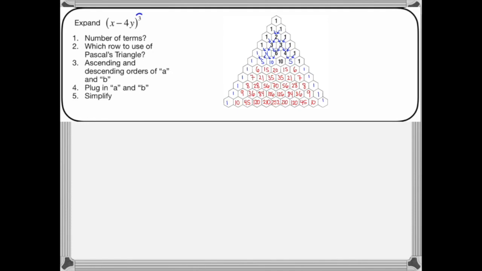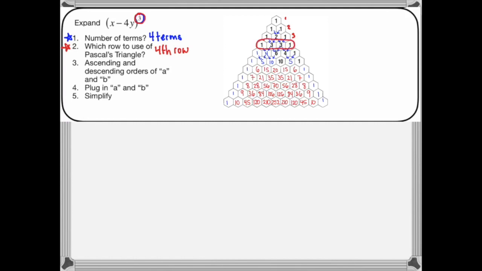The number of terms. We take that and add 1, so we know we're going to have 4 terms, so 4 sections to fill out. Which row do we use? That's going to be the same as the number of terms, if you haven't got that so far. And so we say the 4th row. The 4th row is 1, 2, 3, and then 4.